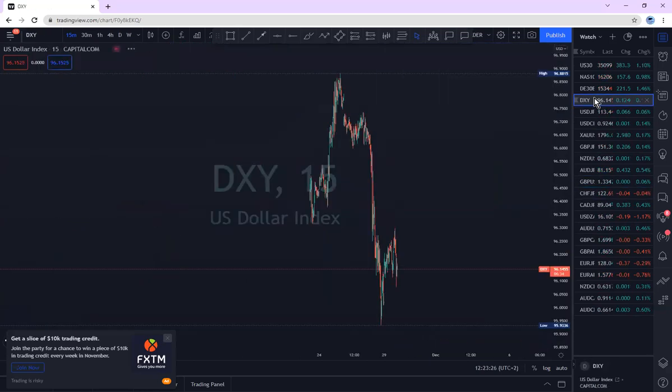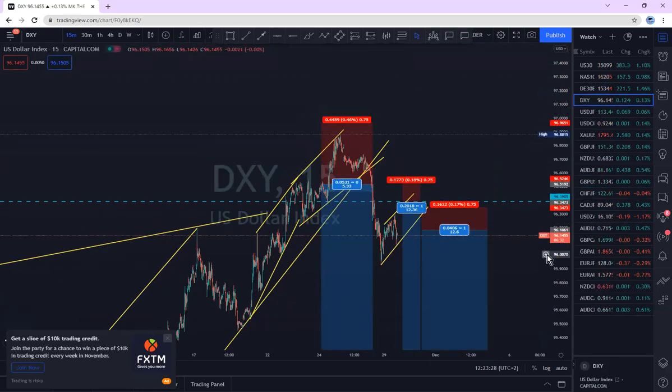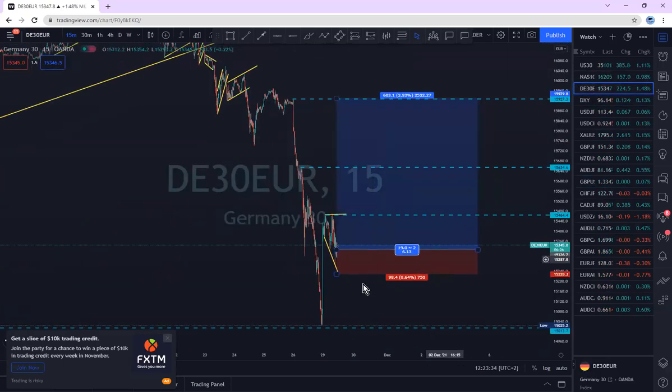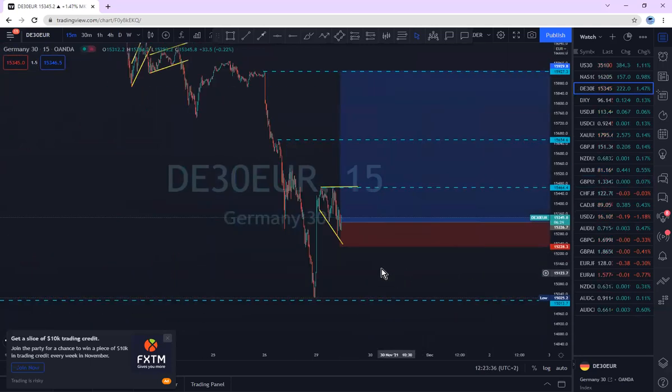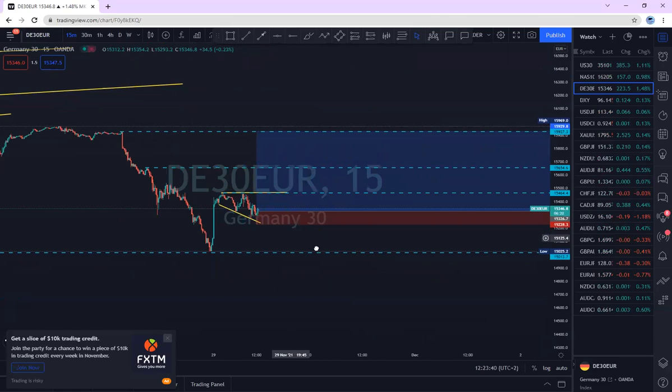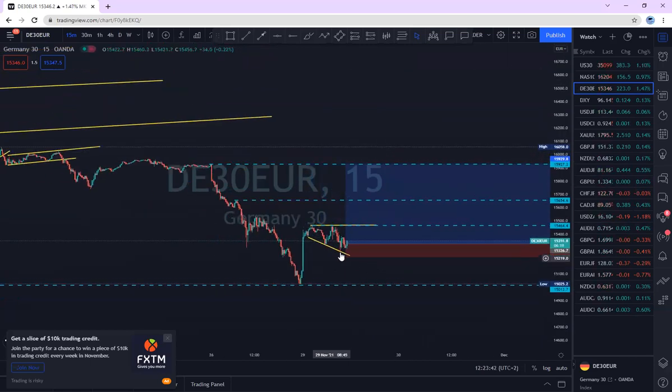So yeah, guys, let me go back to which one? So this one you can buy now. You can buy because you can see the way it moved up. Just buy now, and then stop loss below. If you are watching this, buy. It's a buy.